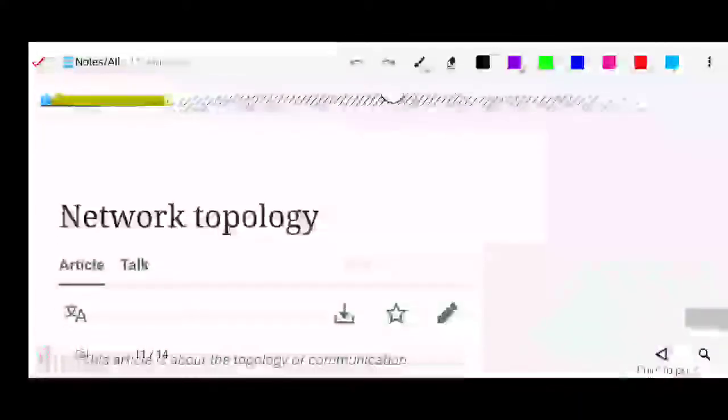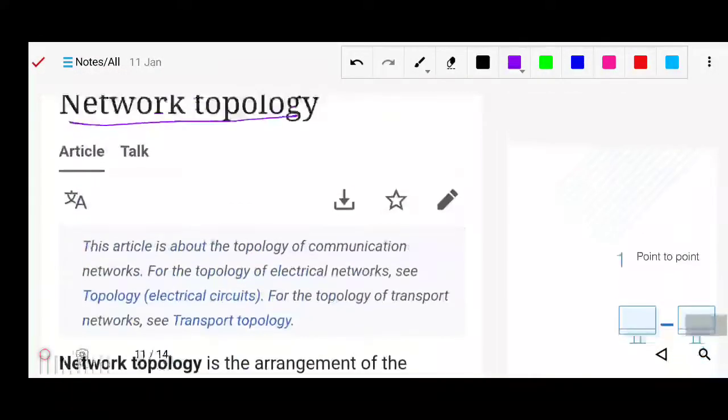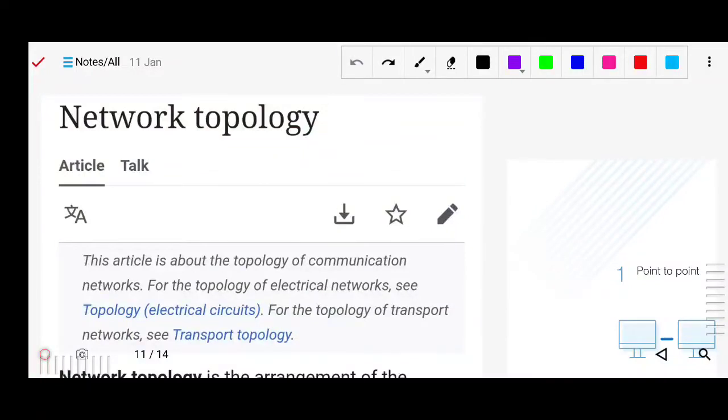But before moving to networking terminology, we will see this part, the networking topology. So what is this networking topology? First of all, we will see this, then we will see the next, which is networking terminology. So first of all, network topology.